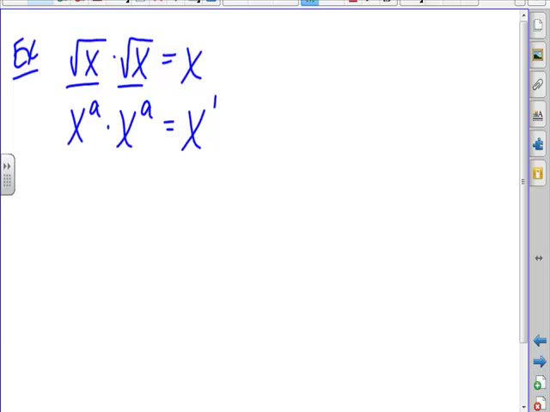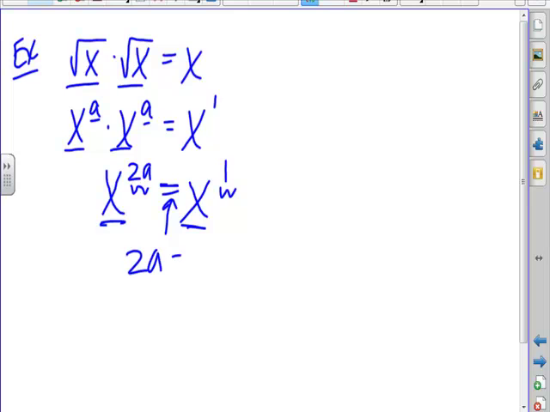So the question I'm trying to get at is, what would I put above an x to represent those radical x's? Using the rules that we've seen in the previous sections of this chapter, when I multiply powers of the same base, I add my exponents. So x to the a times x to the a is x to the 2a, which is equal to x to the first power. Since there's an x here and an x here, the only way there can be an equal sign is if this 2a equals that 1. And then, hopefully you can see that a would have to be 1/2.